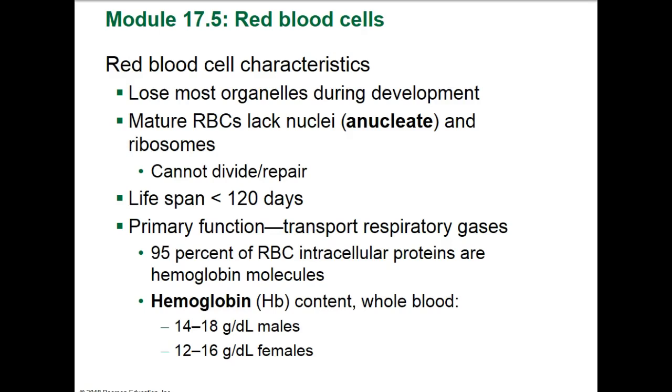The lifespan of a red blood cell is less than 120 days. It's a very short time. So the primary function of the red blood cell is to transport respiratory gases. Most of the red blood cell's intracellular proteins are hemoglobin molecules, so 95%. The hemoglobin content of whole blood is 14 to 18 grams per deciliter in males and 12 to 16 in females.